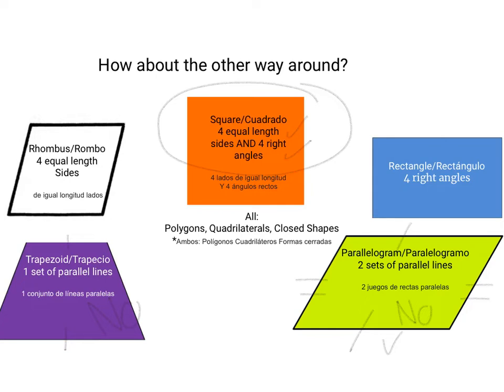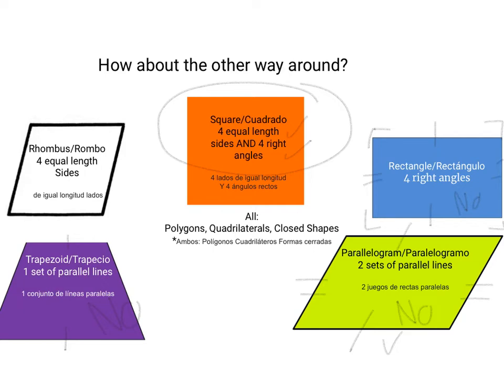All right, for a rectangle, does it have 4 equal length sides? Well, typically speaking, no. These 2 are equal length, and these 2 are equal length. It does have 4 right angles. Those are here, here, here, and here. But it doesn't have the 4 equal length sides. So in a typical case, a rectangle would not be a square.